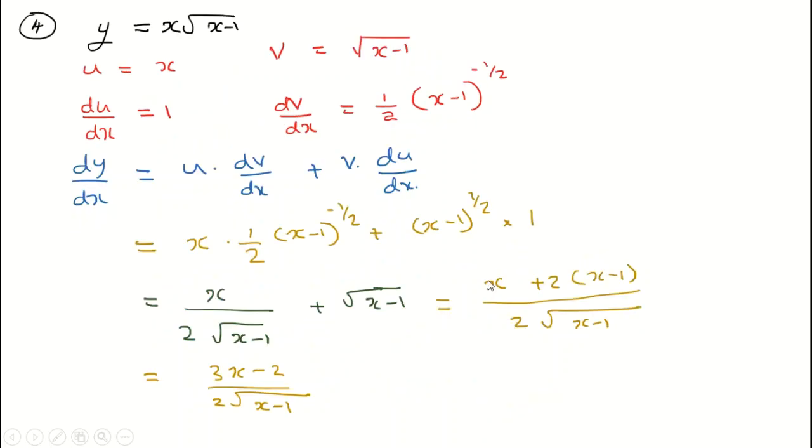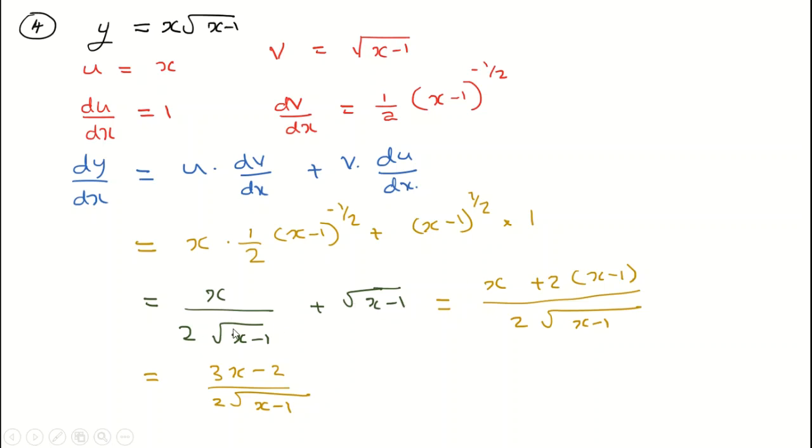So y equals x into root of x minus 1. That is, u equals x, v is equal to root of x minus 1, du over dx is equal to 1, dv over dx is equal to half x minus 1 to the power minus half. So dy over dx is this formula. So x times half x minus 1 to the power minus half plus x minus 1 to the power half into 1. This could be written as x over 2 root of x minus 1 plus root of x minus 1.